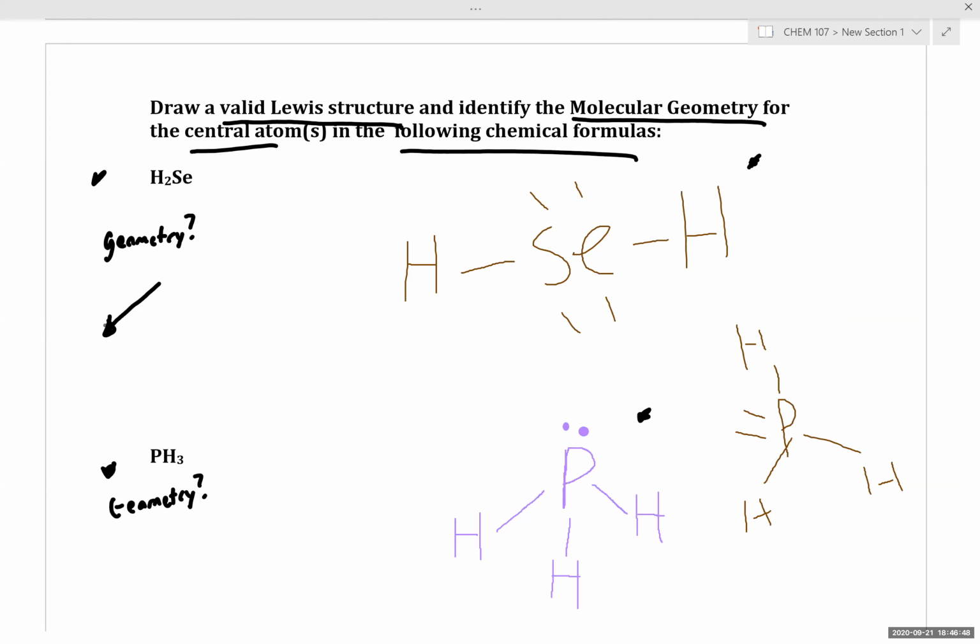So let's try to get some proposals for the molecular geometry for these two molecules, and we'll discuss in about another minute and a half to 2 minutes.